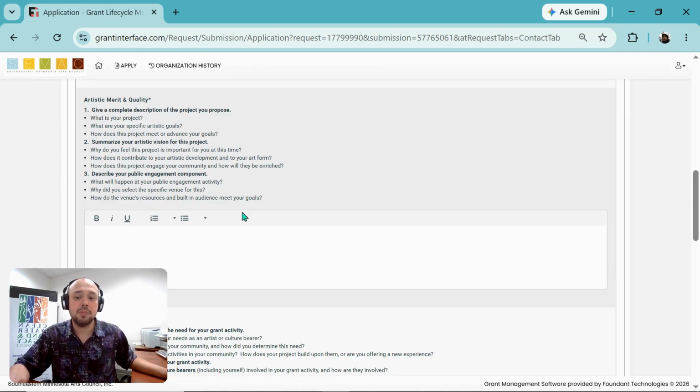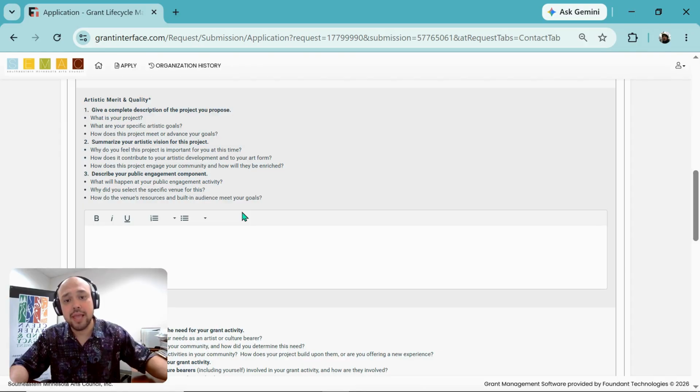Second, both applicants treat the application as one connected story rather than a series of unrelated questions. Each response builds upon the previous one, so by the end of this section, reviewers have a complete understanding of the artistic vision, the project, and why it matters. Finally, both applicants consistently explain the reasoning behind their decisions. They don't simply describe what they plan to do, they help reviewers understand why those choices make sense for this particular project. That's especially important for artistic merit and quality because reviewers aren't just evaluating your idea, they're evaluating the strength of the artistic vision behind it.